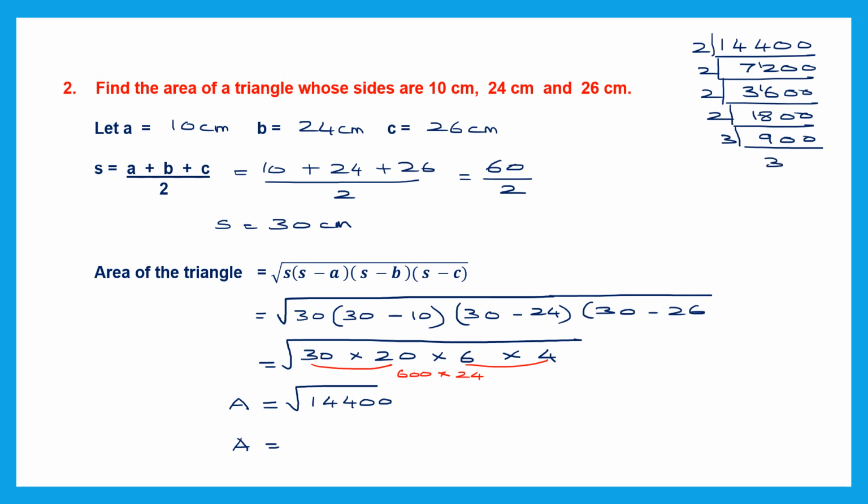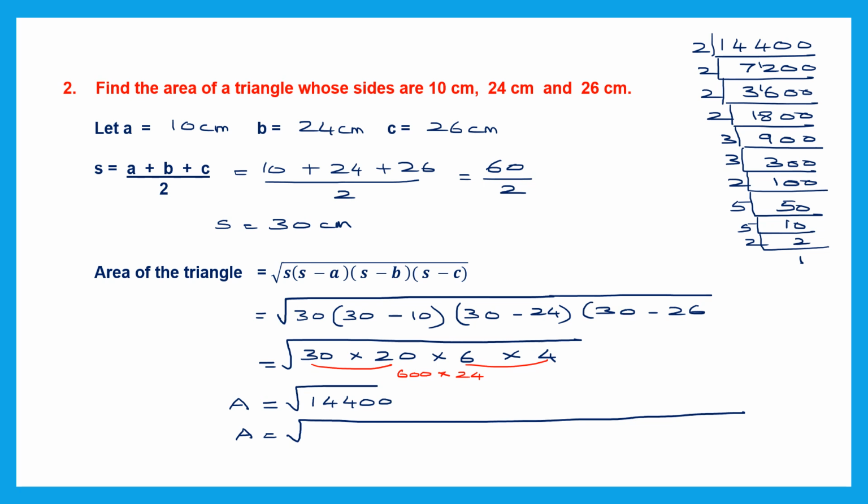Now we can move to 3. 3 threes are 9. 3 ones are 3. Then move to 2 again. 2 fives are 10. You can even use 5. 5 tens are 50. 5 twos are 10. Go back to 2. 2 ones are 2. Now let's use all this to find the square root. Let's count all the 2's. Now we have 1, 2, 3, 4, 5 and 6 2's.